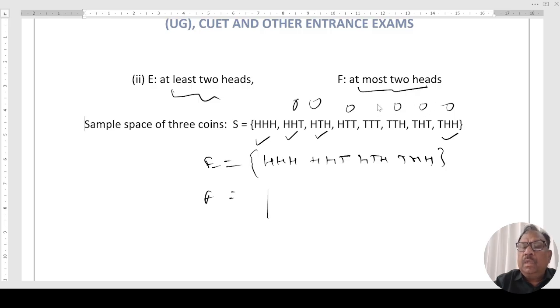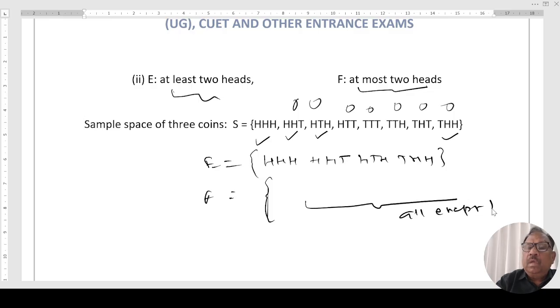Then no head. Then this one means except this one. Except TTT, all are covered. All except HHH.